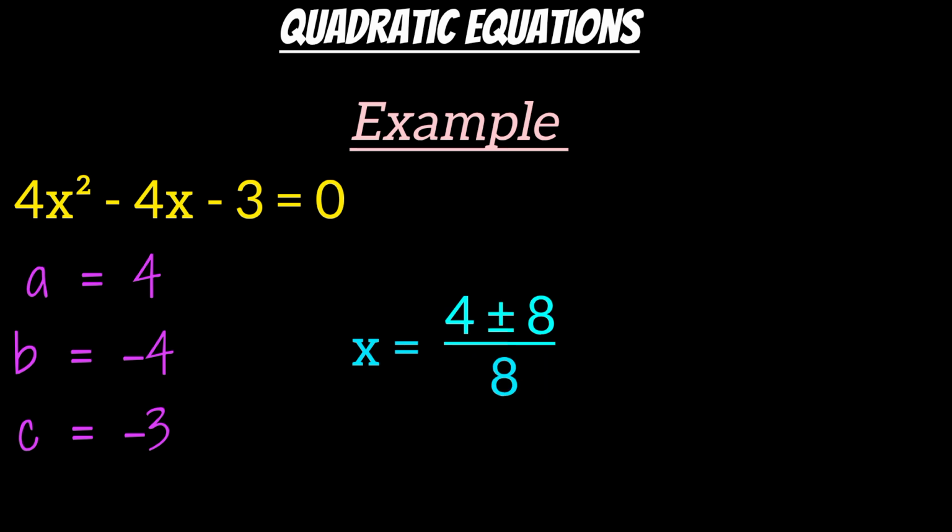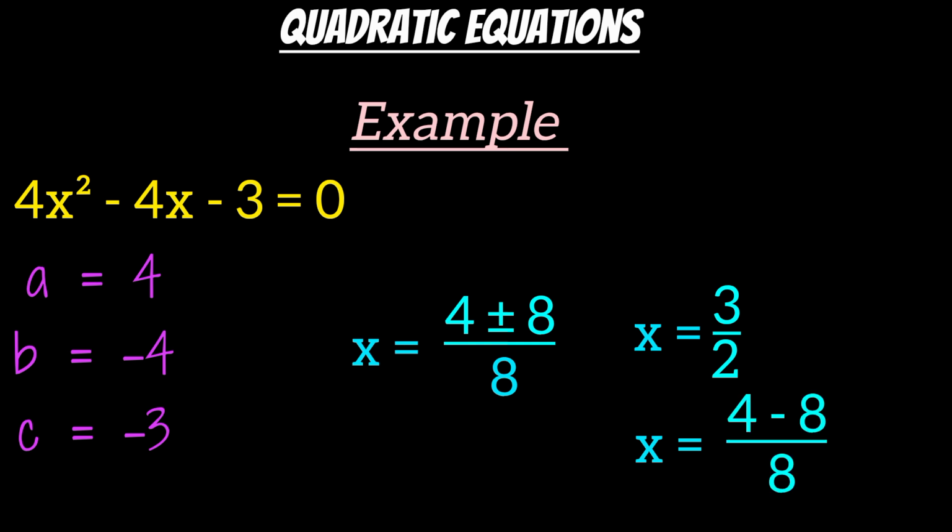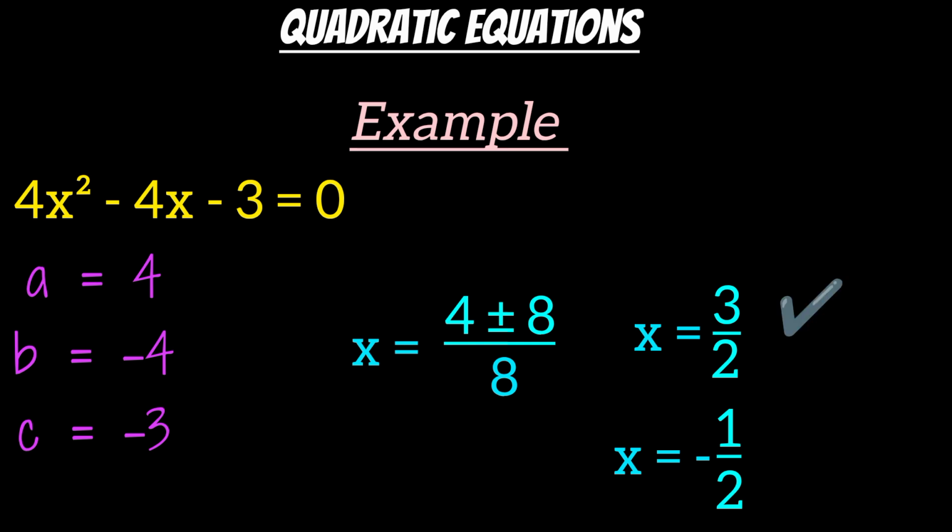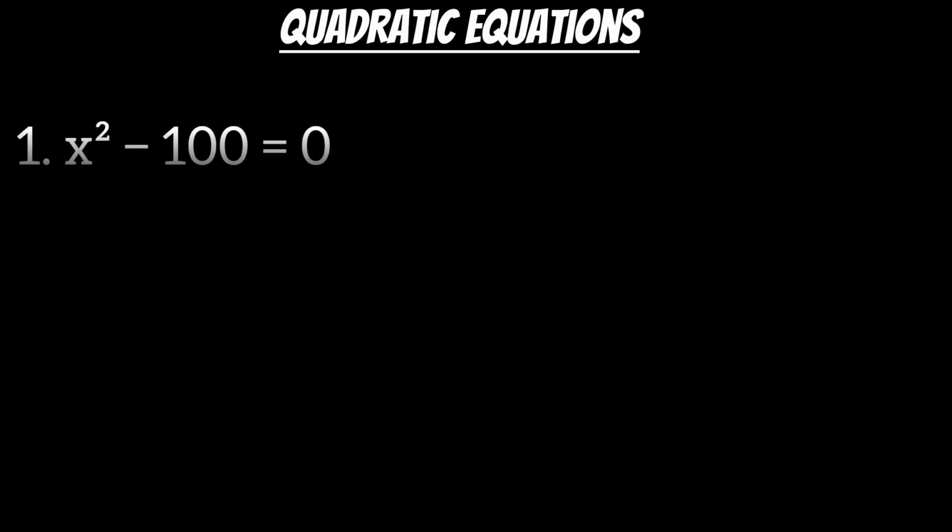From here we can get our two values of x. The first value of x shall be 4 plus 8 over 8. 8 plus 4, that is 12, and 12 divided by 8, that is 3 over 2. The second solution shall be x is equal to 4 minus 8 over 8, and 4 minus 8, that is negative 4, and negative 4 over 8 is the same as negative a half. So our two solutions are x is equal to 3 over 2 and x is equal to negative a half.